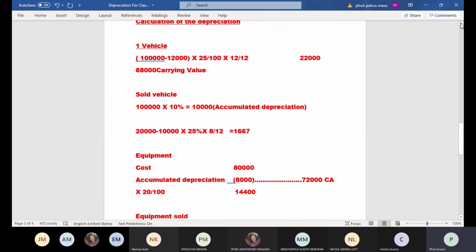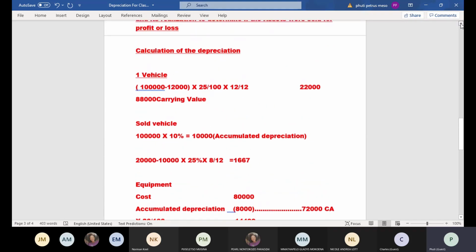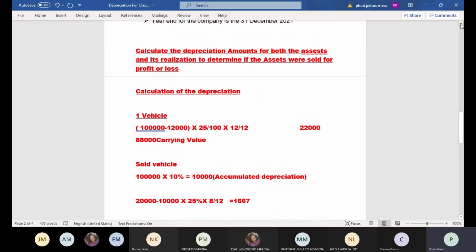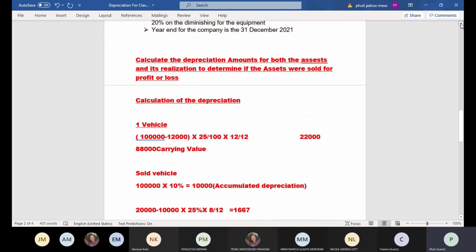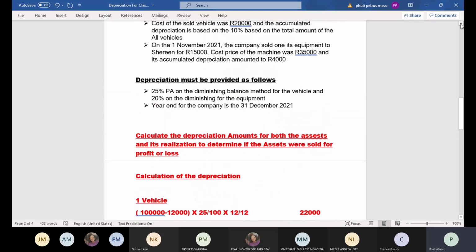So for the vehicle, how much is the accumulated? I can see 10,000 rand, and I can see there was another, what is it, accumulated depreciation for the asset sold. So the total depreciation that we had, the initial one, how much was the accumulated depreciation initially?